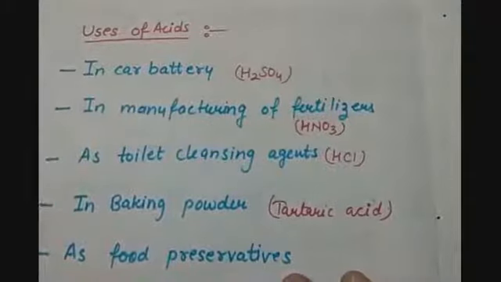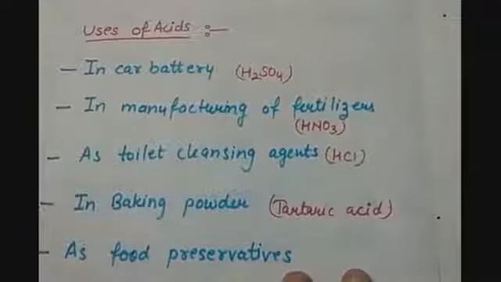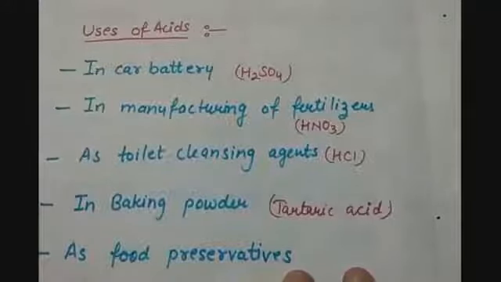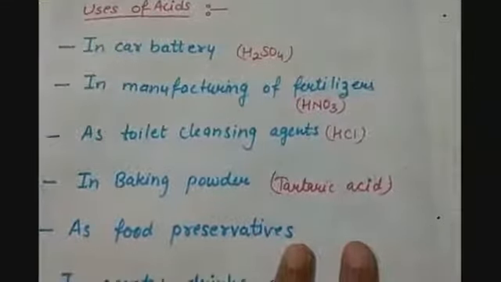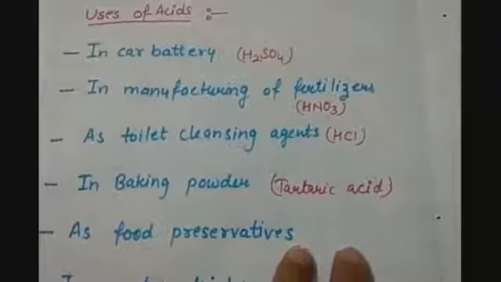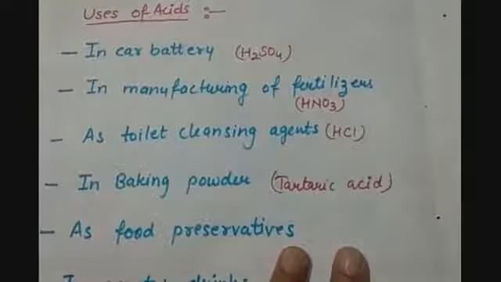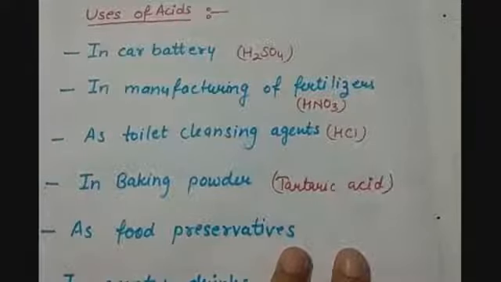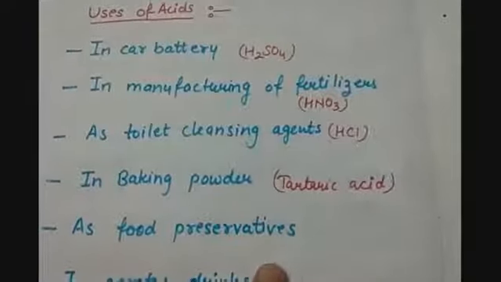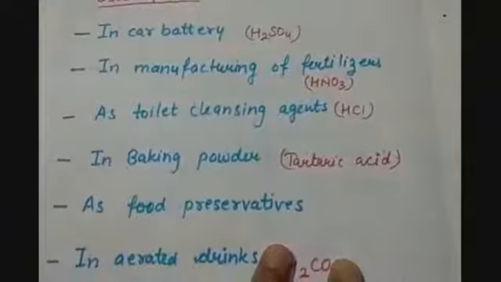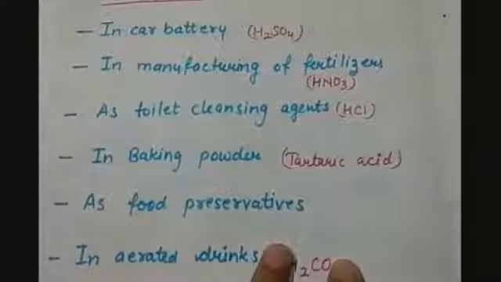and that ammonia is produced using nitric acid. So this nitric acid, that is HNO3, also helps in the manufacturing of fertilizers. Hydrochloric acid is used as a toilet cleansing agent. Tartaric acid, which is a part of the baking powder, is also used in cooking. Acids are used as food preservatives as well.